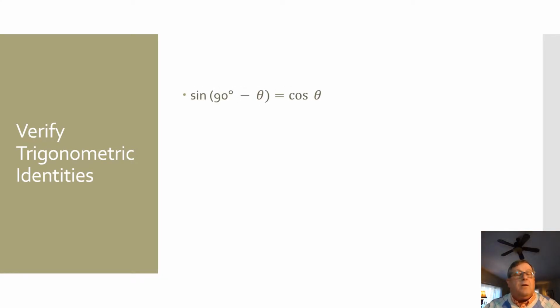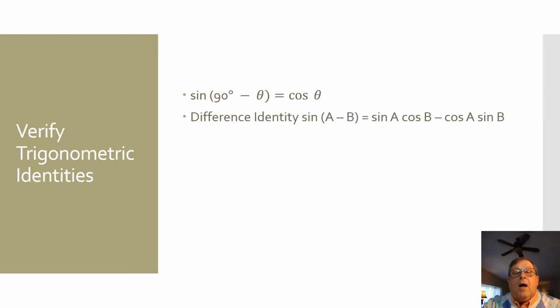All right, we're asked to verify that the sine of 90 degrees minus theta, which is an angle measure we don't know, is equal to the cosine of theta. Well, it looks like I've got a difference identity, where the sine of a minus b is equal to the sine of a times the cosine of b minus the cosine of a times the sine of b.